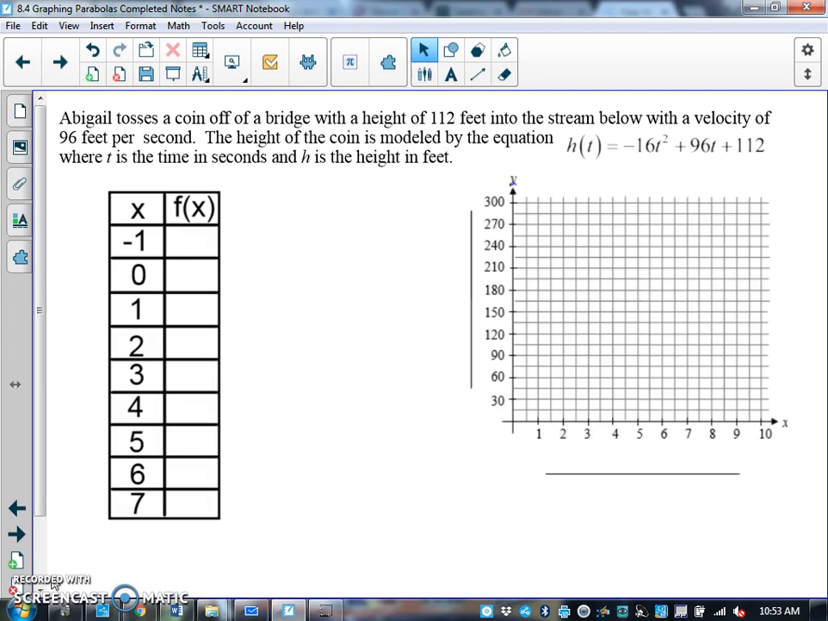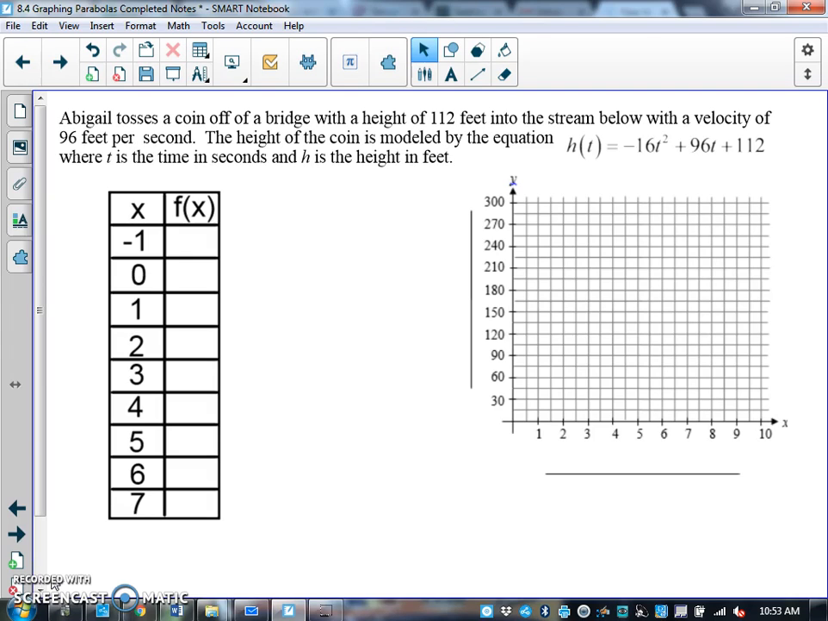The height of the coin is modeled by the equation h of t is equal to negative 16t squared plus 96t plus 112, where t is the time in seconds and h is the height in feet. So, what are we first going to do? We can look at this.